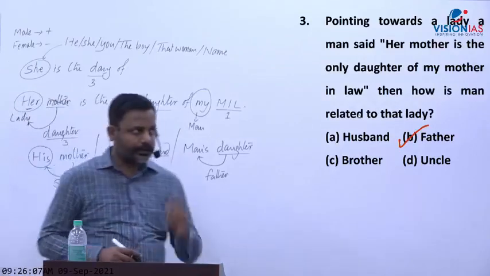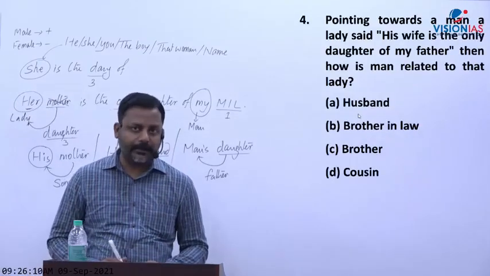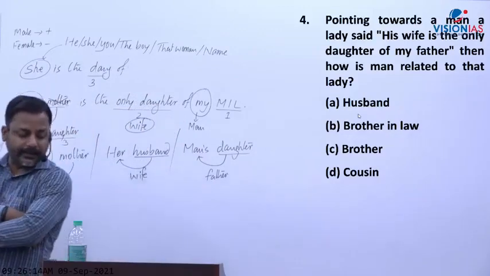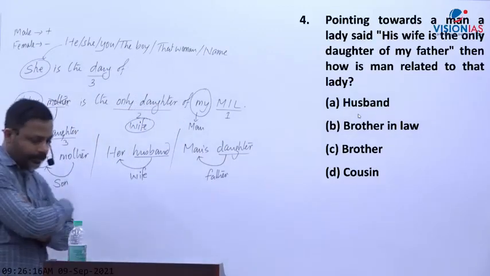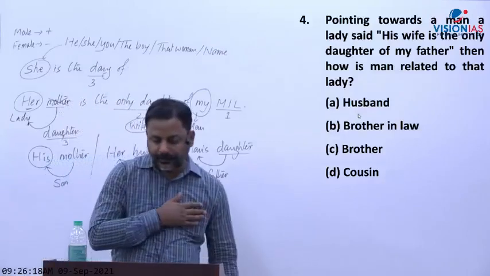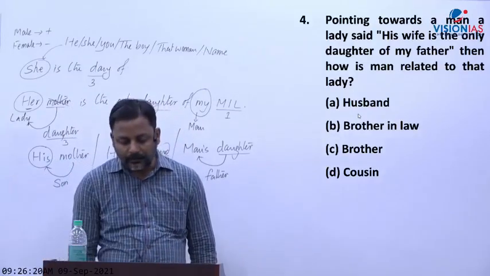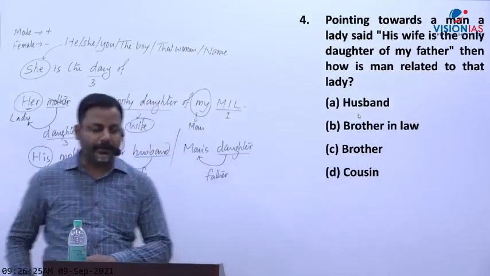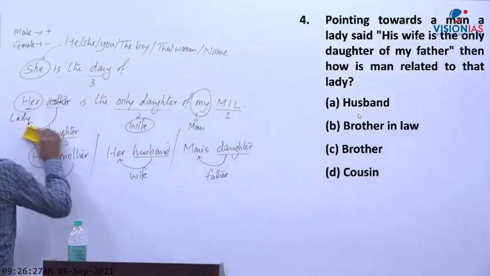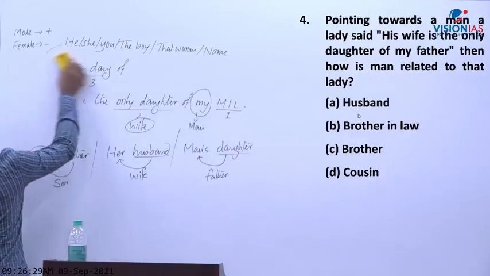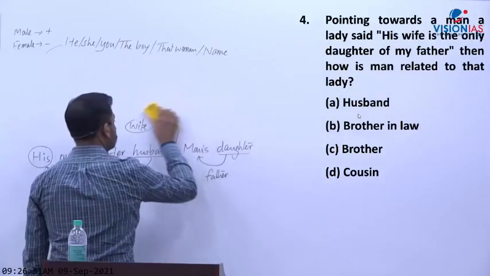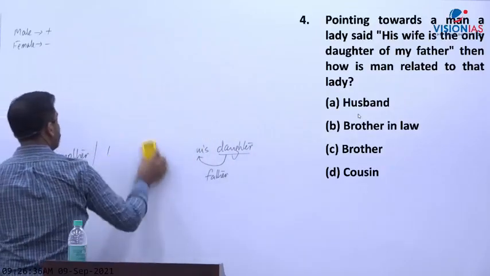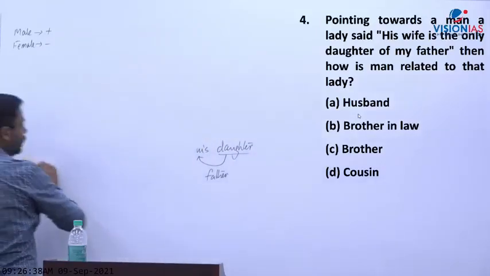Let's solve one more question of this particular type. Pointing towards a man, a lady said, his wife is the only daughter of my father. Then how is the man related to that lady?